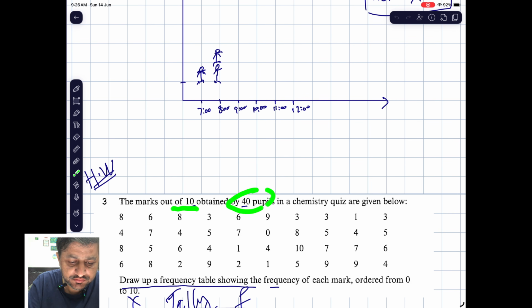For 2, how many 2s? 1, 2. Only 2 lines are there, and the frequency is 2. For 3, 1, 2, 3, 4, 4 lines, and the frequency is 4. I hope you got it and you can complete this. Thank you. Next, there is the pie chart.